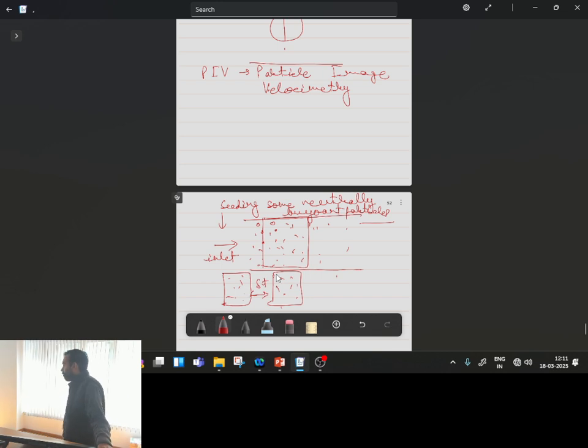Okay. Now, if I do some sort of correlation in between the two images, and by correlating these two images, I can say which particle has moved to which location. I can calculate the displacements of the particle, and I know the time interval between the two frames. By using the displacement per unit time, we can actually estimate the velocity at that particular particle locations. Okay, so this is the crude way of explaining PIV.